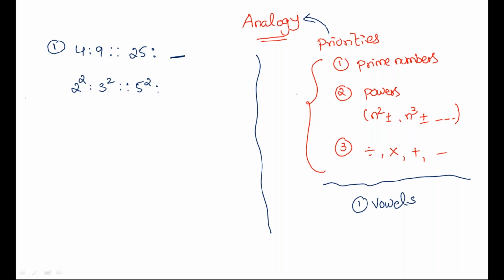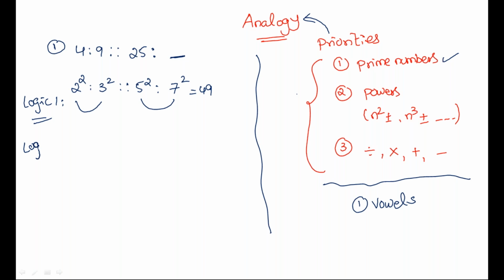But listen, as per logic 1, what is the first priority? As per priorities, prime numbers have the highest priority. 2 and 3 are prime numbers. 5, the next prime number is 7. 7 square, 49, is the answer. A lot of people may think 6 square, 36, is the answer, but the first priority is for prime numbers. 2 and 3 are prime numbers, 2's next prime number is 3, 5's next prime number is 7. 7 square, 49, is the first logic.